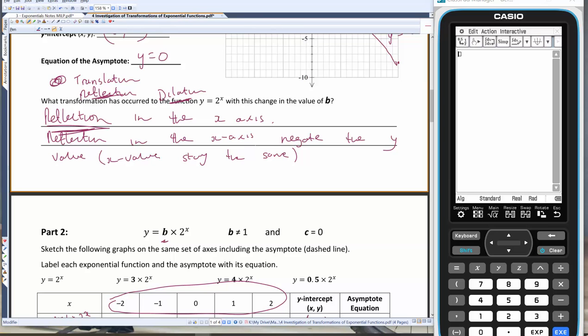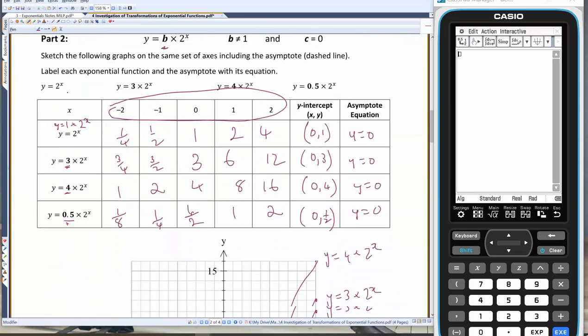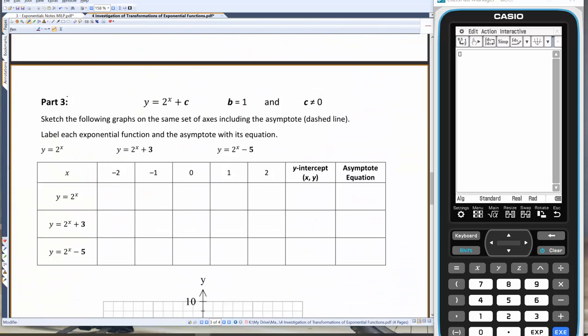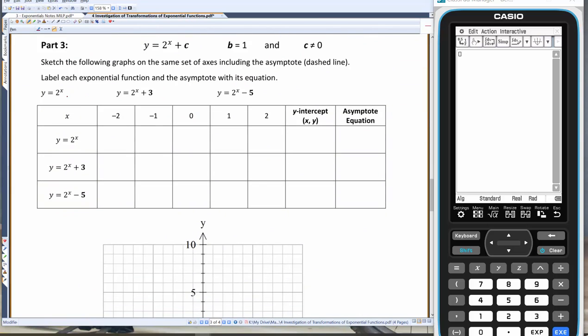So the next thing I think we're going to do or look at is translations. And that's exactly what we've got. So this c value here, what it will do is it'll move the function up or down by whatever the value of c is. Okay, so what I'm going to get you to do again is to fill in the table of values using these values here and draw your graphs. Okay, so pause the video and then have a look at my results after you've completed yours.